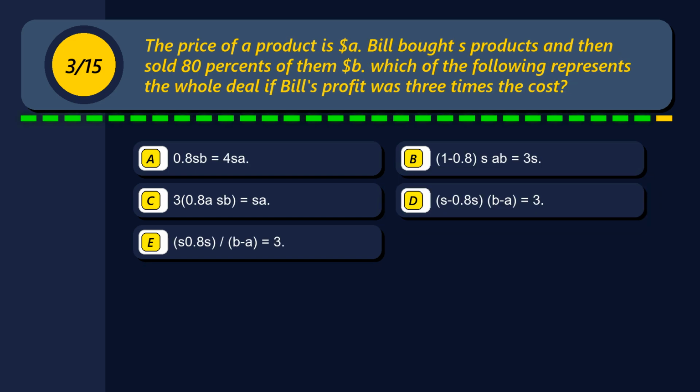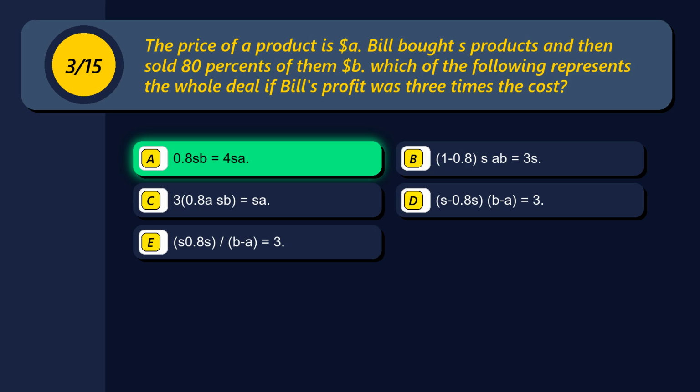Question 3. The price of a product is $A. Bill bought S products and then sold 80% of them for $B each. Which of the following represents the whole deal if Bill's profit was 3 times the cost? Option A, 0.8 SB equals 4 SA. Option B, 1.2 (0.8) SB equals 3S. Option C, 3 (0.8) ASB equals SA. Option D, S (0.8 S) BA equals 3. Option E, S (0.8 S) / BA equals 3.